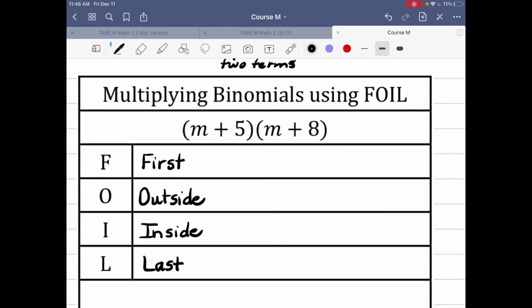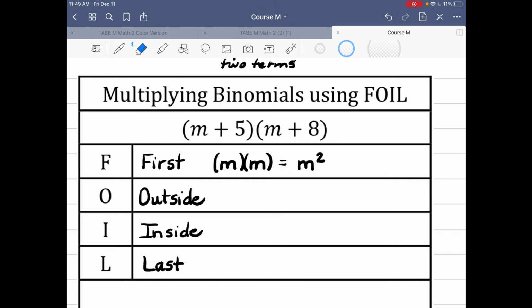Let's start with first. So I look at my terms and I see that m is the first in this binomial and m is the first in this binomial. So you take the two first terms, m times m, because remember we're multiplying binomials, and that is m to the second power. M times m is m squared. There's my first terms.